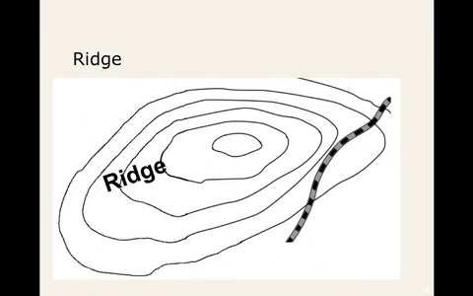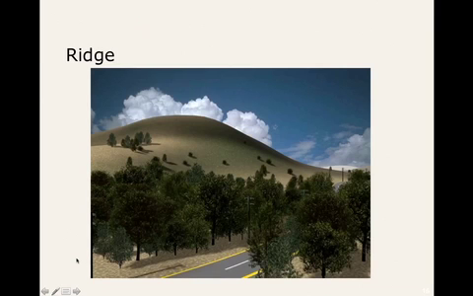A ridge is a sloping line of high ground, with low ground in 3 directions and high ground in 1 direction. Contour lines tend to be U-shaped or V-shaped. The closed end of the contour lines points to lower ground. So here you have the contour lines pointing towards lower ground. Here's a picture of a ridge.